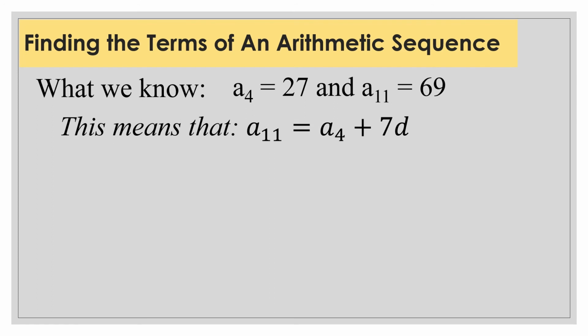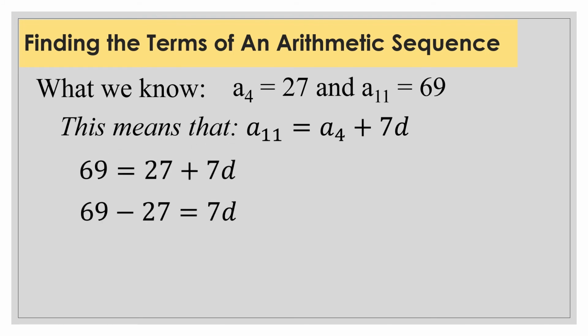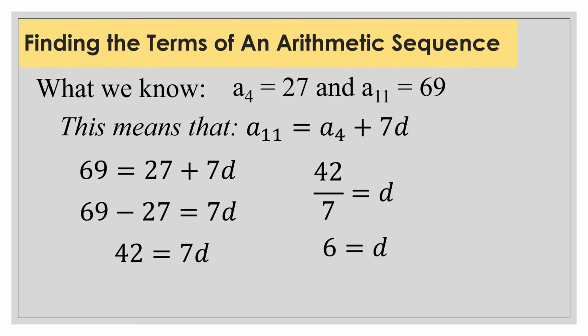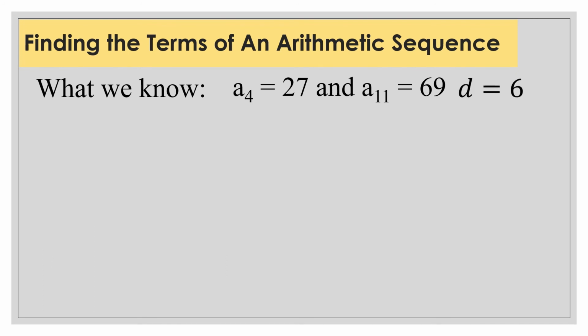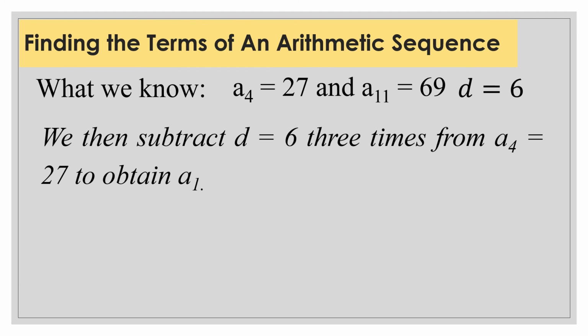Using this formula, we have to substitute the given values. Simplifying it, so we have 6 as the common difference. So we have now the common difference 6.